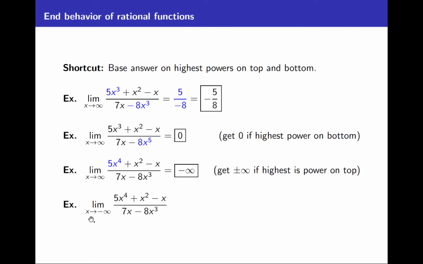Same problem if x were approaching negative infinity here. X is a negative number, so this negative 8x cubed would dominate the bottom. It would be negative of a negative number cubed. That's positive. So you're getting positive divided by positive. And it's positive infinity in this case. So whenever the highest power is on the top, you're going to get plus or minus infinity. Apply the shortcut if it works for you. If not, if you're not sure whether you're going to get positive infinity or minus infinity, just go back and do it the previous way.